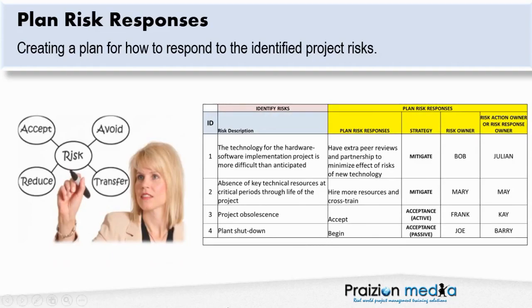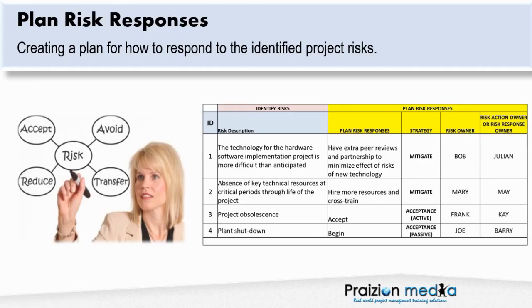As you can see here in this table, we've got the risks, we've got the risk response approach, in this case, mitigate. We have also assigned a risk owner, someone who came up with the response, and we have a risk action owner or risk response owner, someone who will carry out the response. So Bob is the risk owner, Julian is the risk action owner, and our strategy is to mitigate the risk.